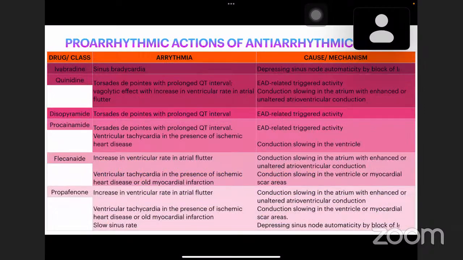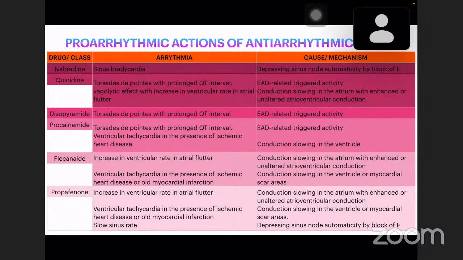Coming to pro-arrhythmic actions of antiarrhythmics. When we have antiarrhythmic action of a drug, we should suspect it has got a pro-arrhythmic action also. Coming to ivabradine, it causes sinus bradycardia because it acts on the sinus node. So quinidine, torsades de pointes, with prolonged QT interval. And it also has the vagolytic effect, increasing the ventricular rate in atrial flutter.